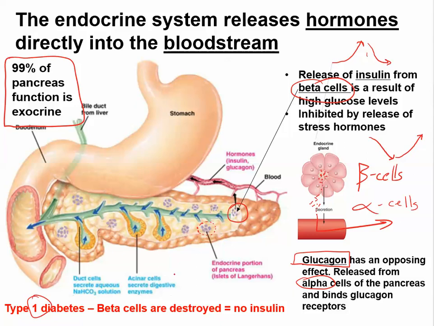Okay, so in type 1 diabetes, this is kind of important for people to know. In type 1 diabetes, your immune system destroys your own beta cells. So it will actually wipe out these beta cells so you can't produce insulin. So there is no insulin. That's much different than type 2 diabetes, because in type 2 diabetes, you're still producing insulin. So what does insulin do exactly?